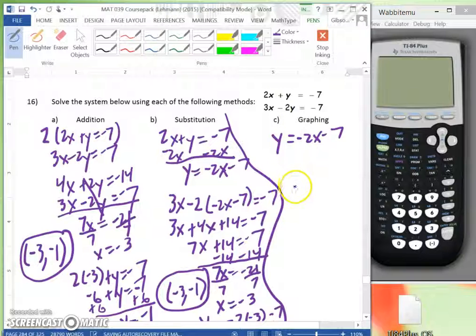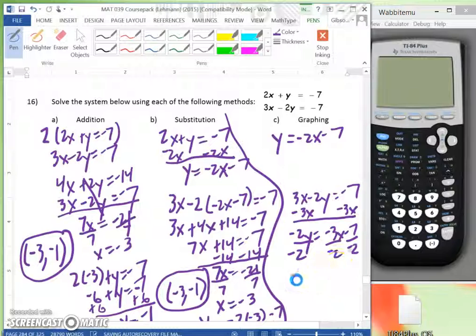Now we have to find the other equation. So we would take 3x minus 2y equals negative 7. We'll subtract 3x on both sides. We will have negative 2y equals negative 3x minus 7. We'll divide each individual term by negative 2. And we will have y is equal to a positive 3/2 x plus 7/2. So this will be our other y equation. y equals 3/2 x plus 7/2.